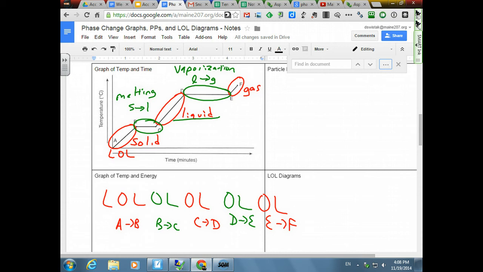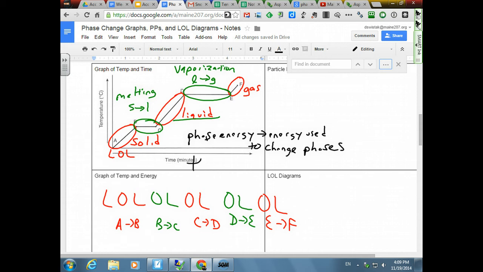So we have basically two different kinds of energy. We have what we call phase energy, and this is energy that's being used to change phases. That's literally what it means. Phase energy is energy being used to change phases. So anytime that we have a plateau, we're going to assume that all of that energy is being used not to change the temperature or to make the particles move faster, but it's being used instead to change the phases.